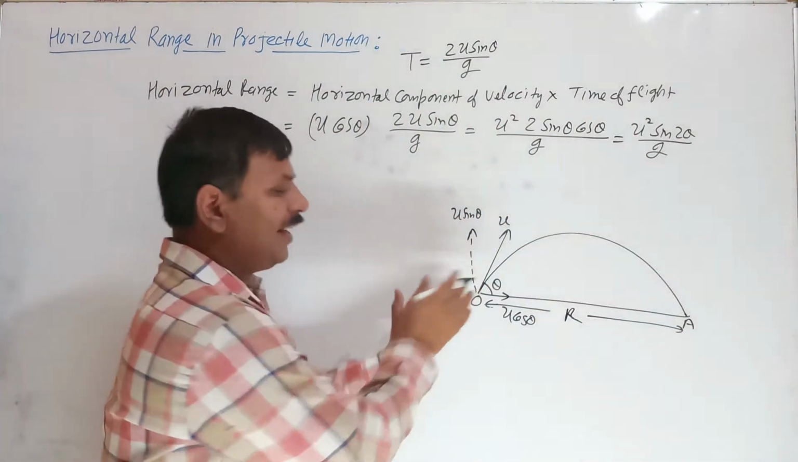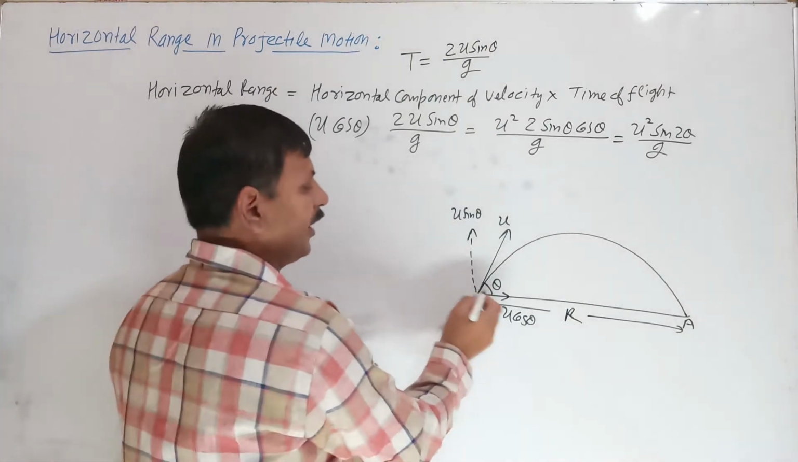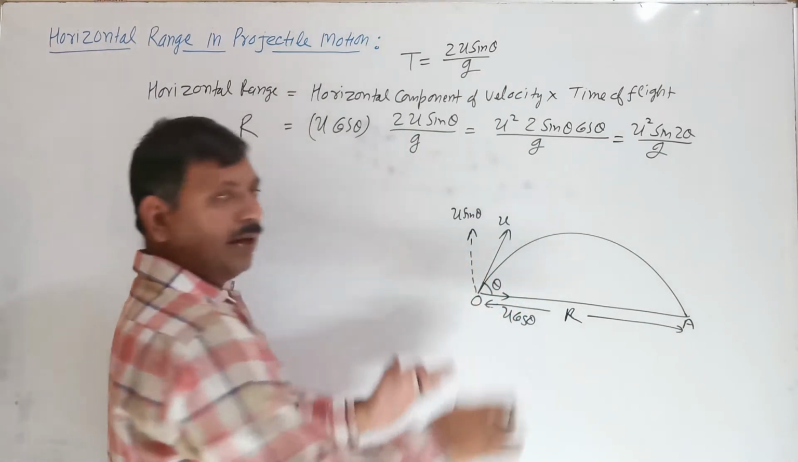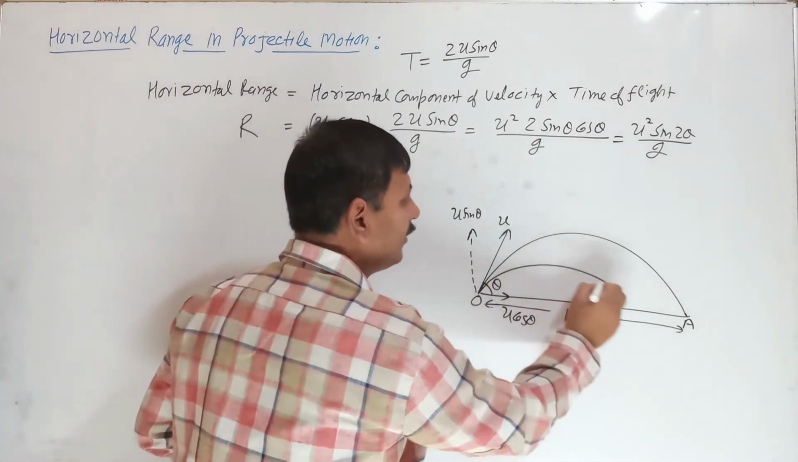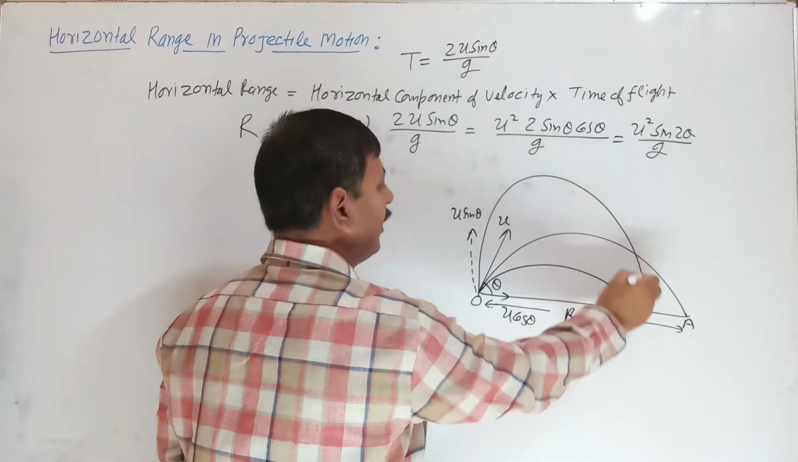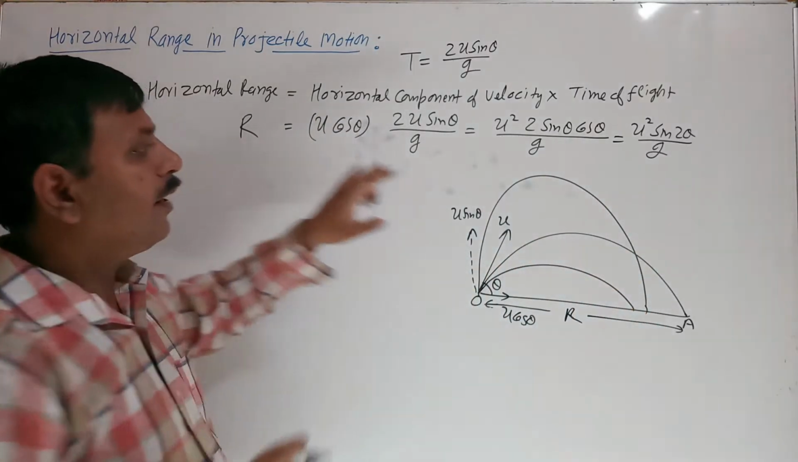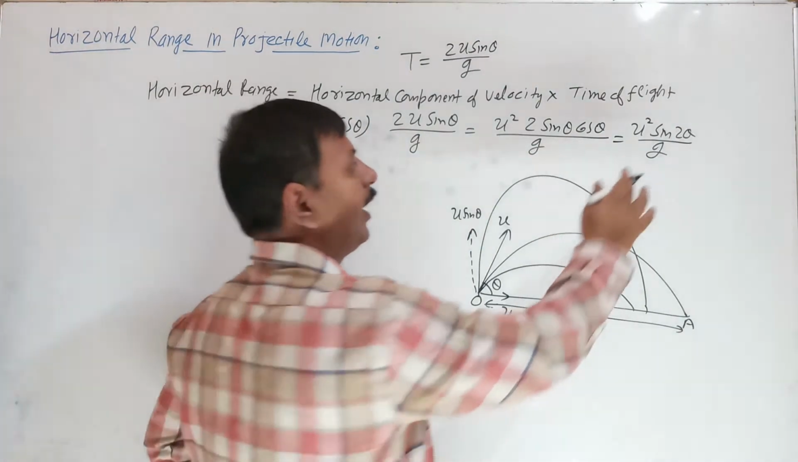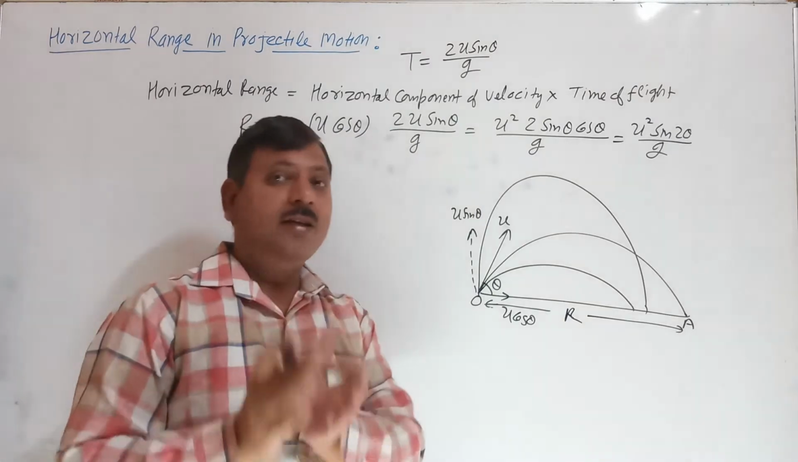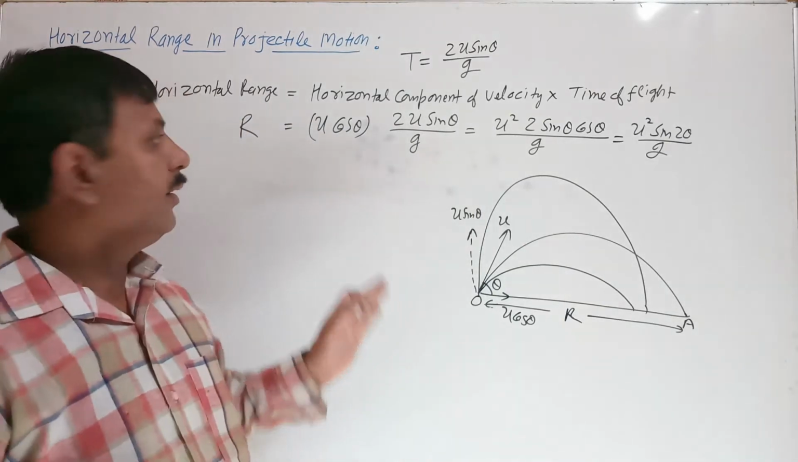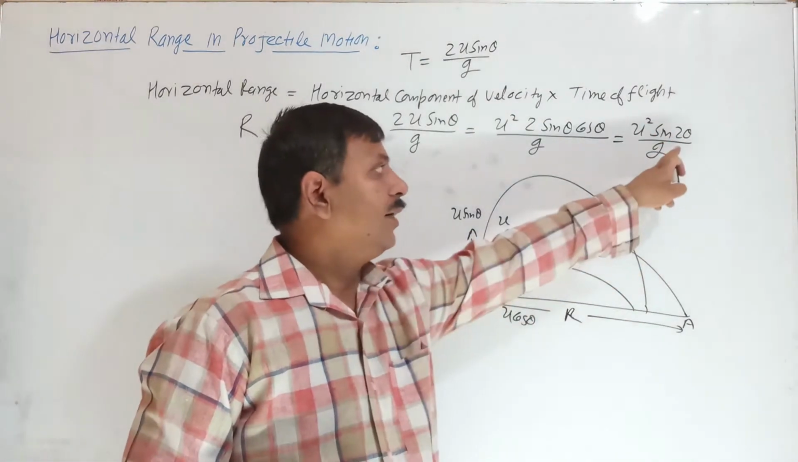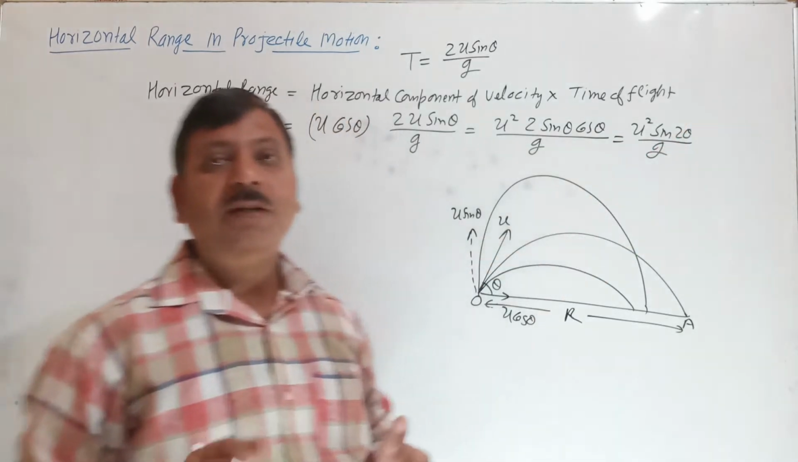If you change the angle, this time I have changed the angle theta. If I reduce theta, what will be the horizontal range? If I increase the angle, what happens? The horizontal range depends upon the angle of projection and is directly proportional to the square of the initial velocity. If the initial velocity is the same, then the horizontal range depends upon the angle of projection. In the formula, it will depend upon sine 2 theta.